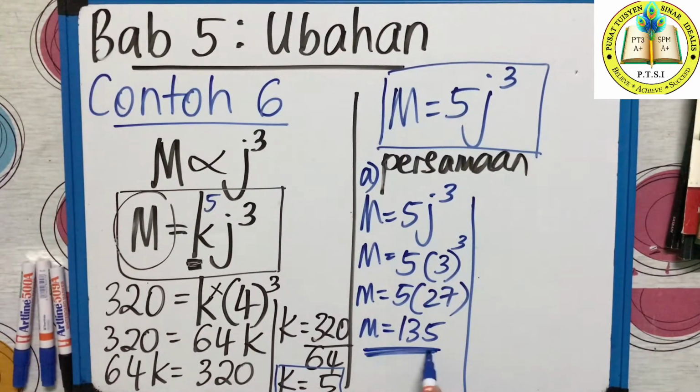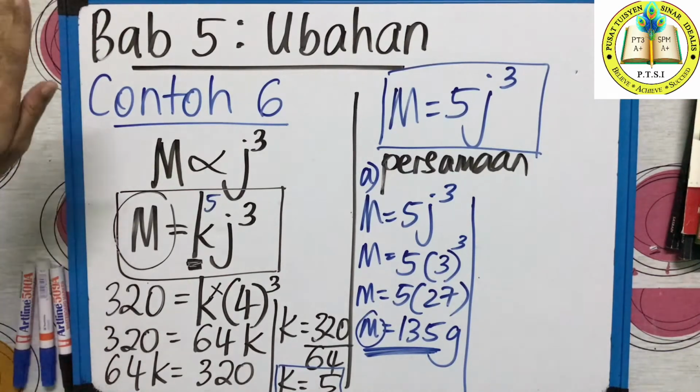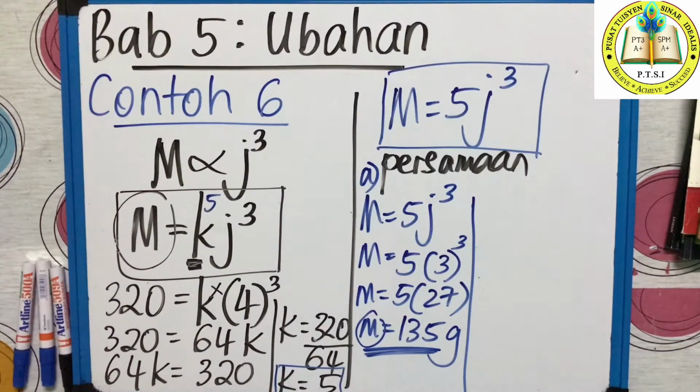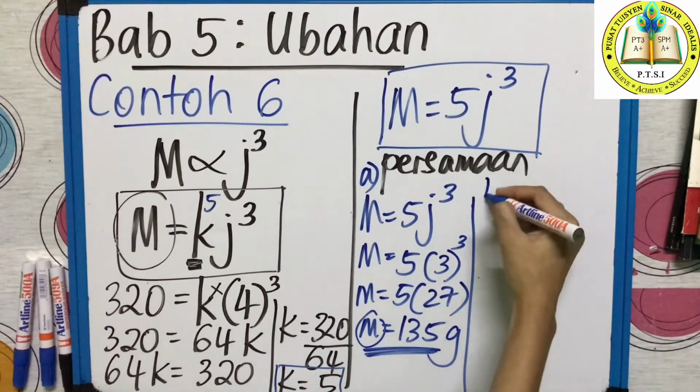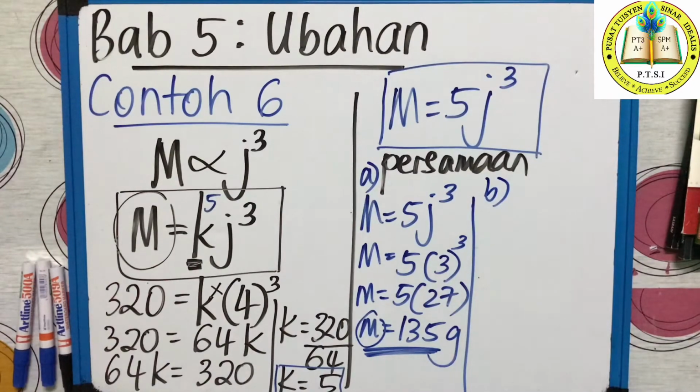Sebab hitung jisim, isn't it? So the M 135, but the M is gram. So you put a gram there. Final answer. So ini soalan A. So remember always class, the first step to get the K. The second step to get the answer. So ini A. Sekarang kita pergi soalan B. The B also the same.